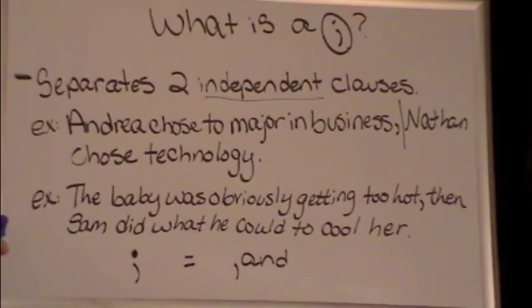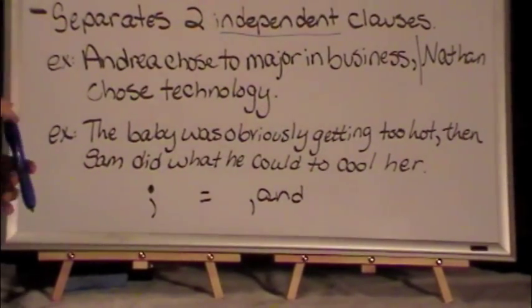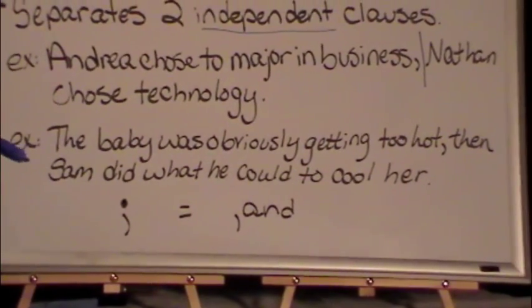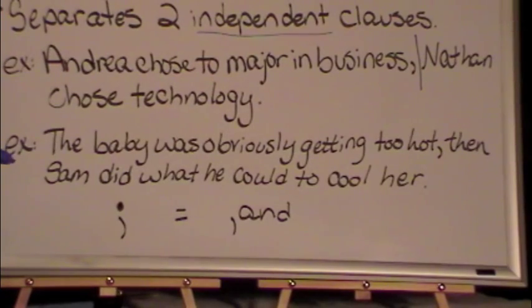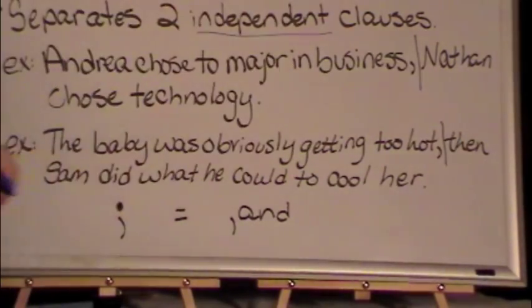Let's look down here at the second question, okay? Let's read it out loud. The baby was obviously getting too hot, then Sam did what he could to cool her. Okay, so where do we draw the line? Good job. Right here by the comma.